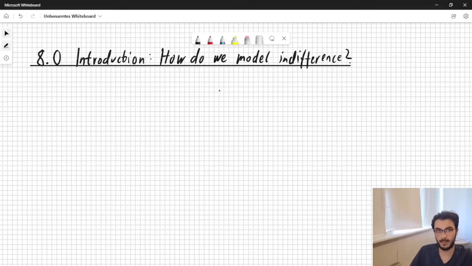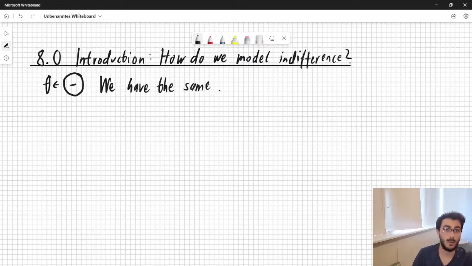But I thought it was a decent name, because essentially what we have when we have no prior information and we have some parameter space, big theta, is that we say that no matter what theta is, we have the same confidence in any value of theta.